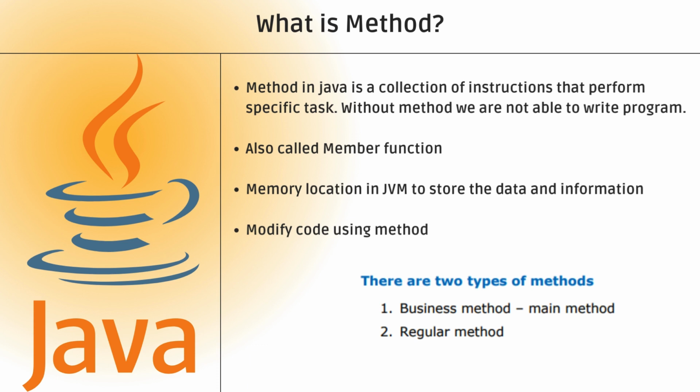Okay, and the method is the memory location in JVM which stores the data and the information that you passed at the time of writing the program. So you can simply say a method is the combination of instructions that we are using to perform any task. Okay, so there are mainly two types of methods we have. One is a business method, which is also called the main method, and another one is a regular method. This regular method also has two types. One is a static method and another one is a non-static method.